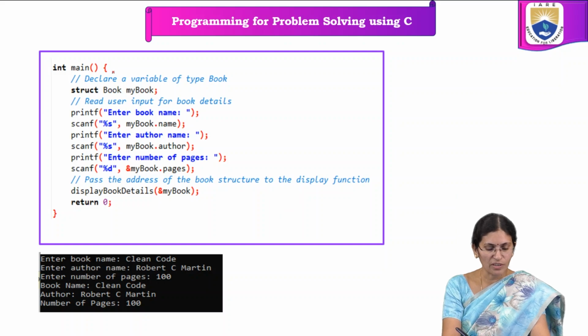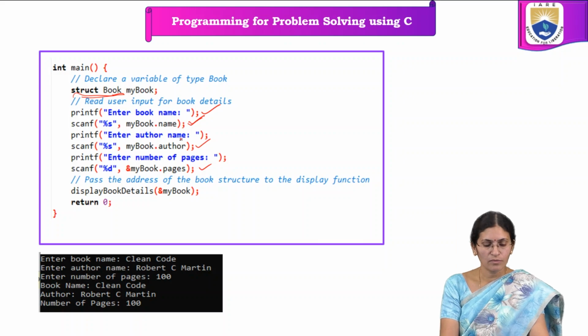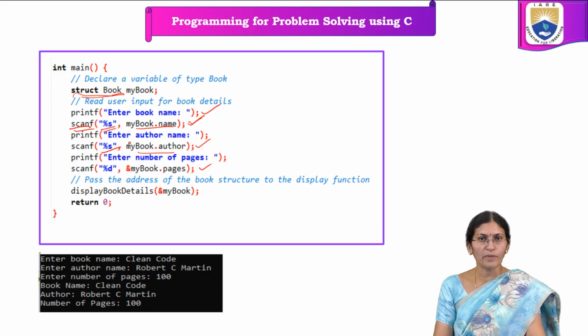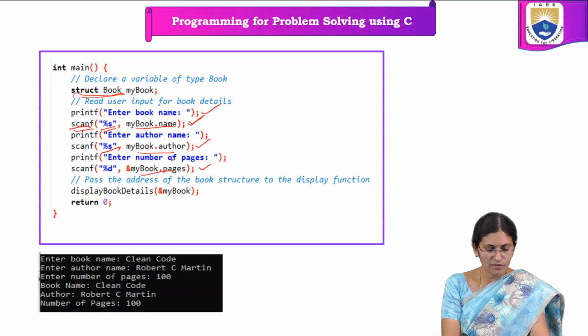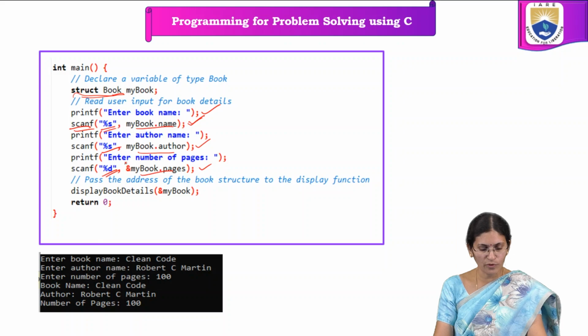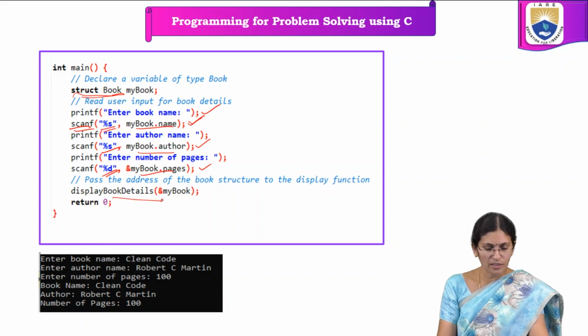First let us see the main function here. In the main function we have declared a variable of type struct book, and then we need to enter the details like the name of the book, the author name, and then the number of pages. That is read dynamically with the help of the scanf function. Since this is a string, %s is the format specifier. This is also a string, %s is the format specifier, and since this is an integer, %d is the format specifier.